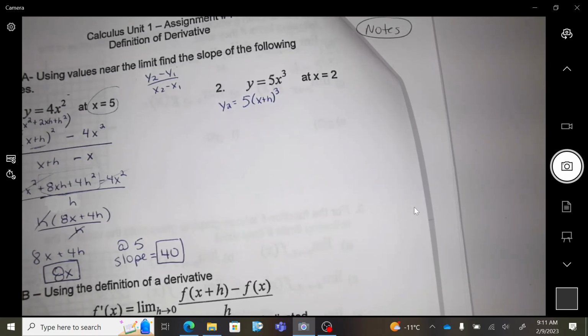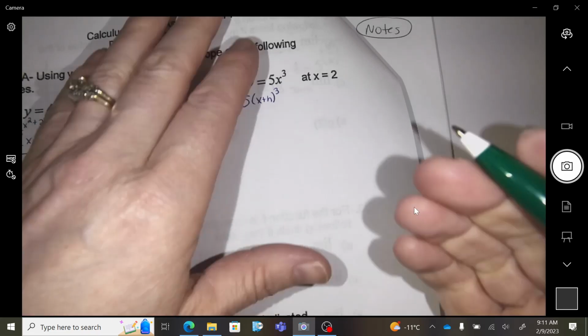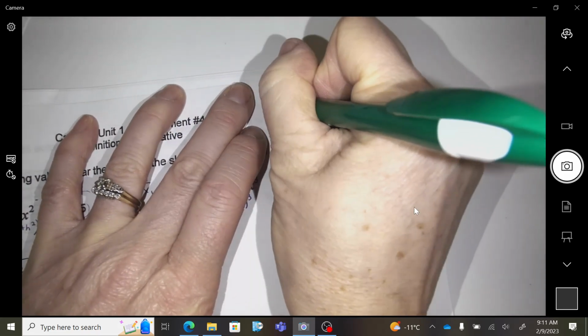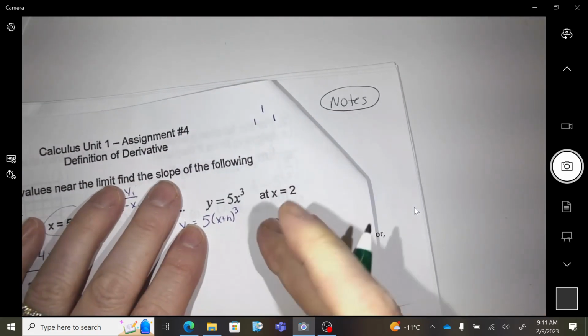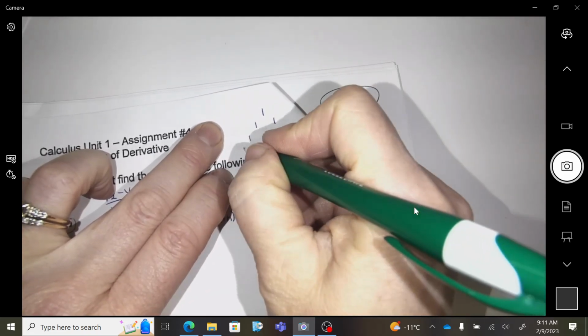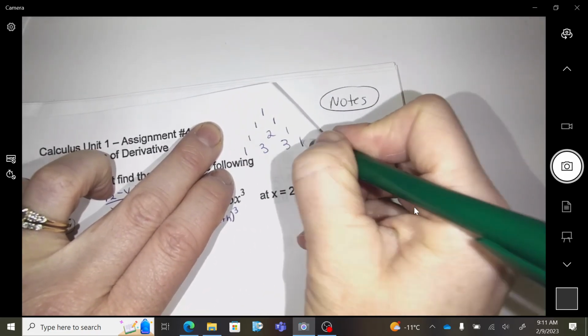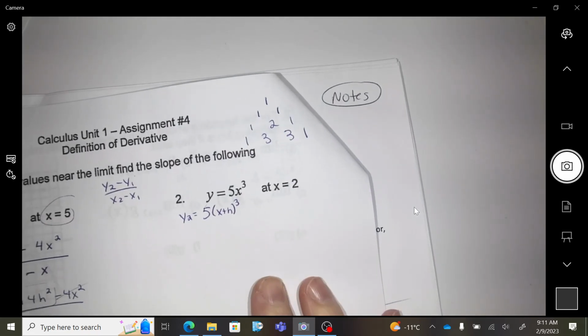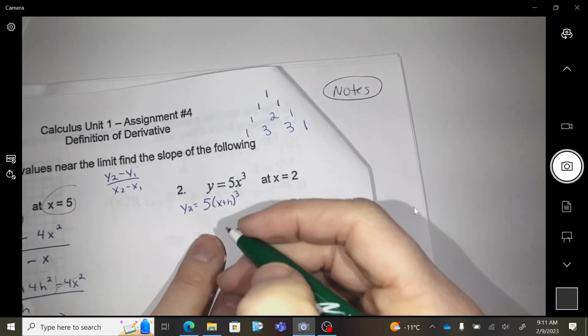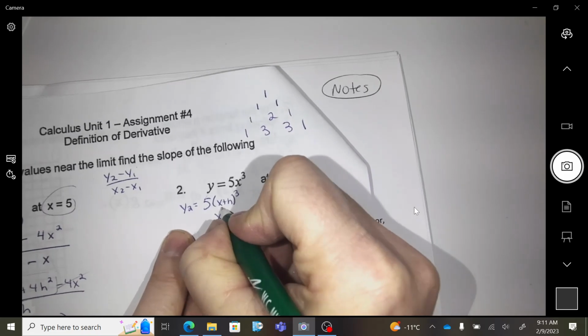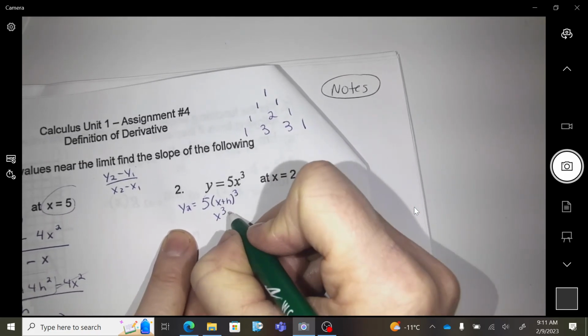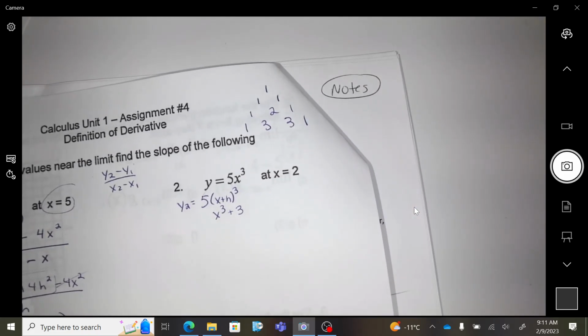Oh, you guys know how to do this. What is your tree? 1, 1, 1, 1, 2, 1, 1, 3, 3, 1. You know how to do this. Okay, so it should be 1x cubed plus 3 what?